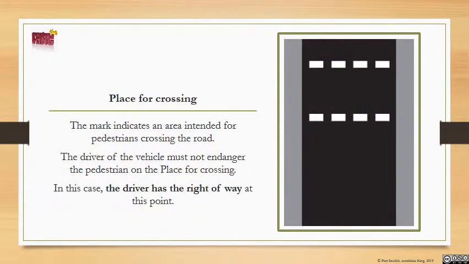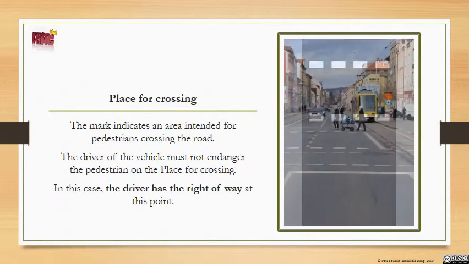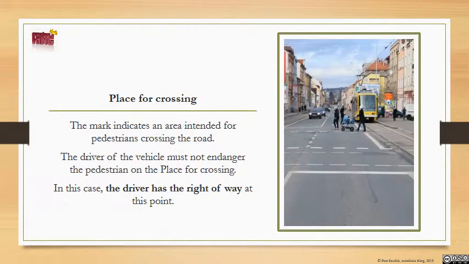A place for crossing indicates an area intended for pedestrians crossing the road. The driver of the vehicle must not endanger the pedestrian on the place for crossing. In this case, the driver has the right-of-way at this point.